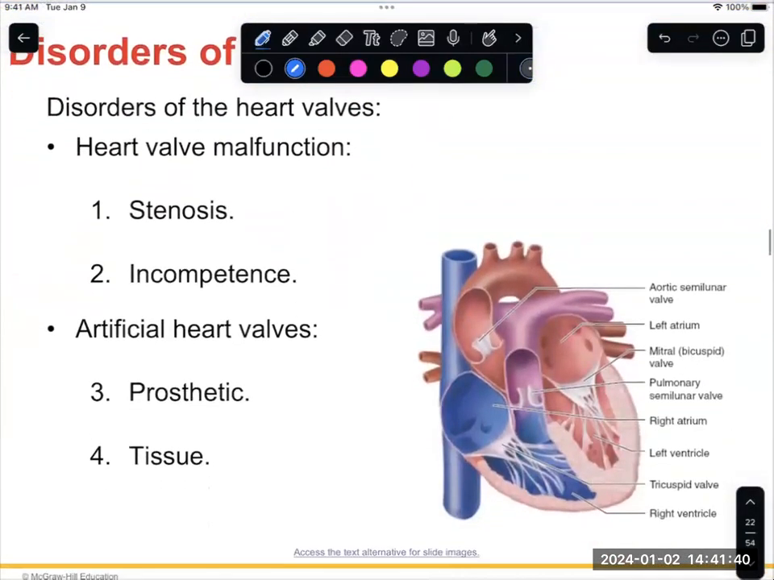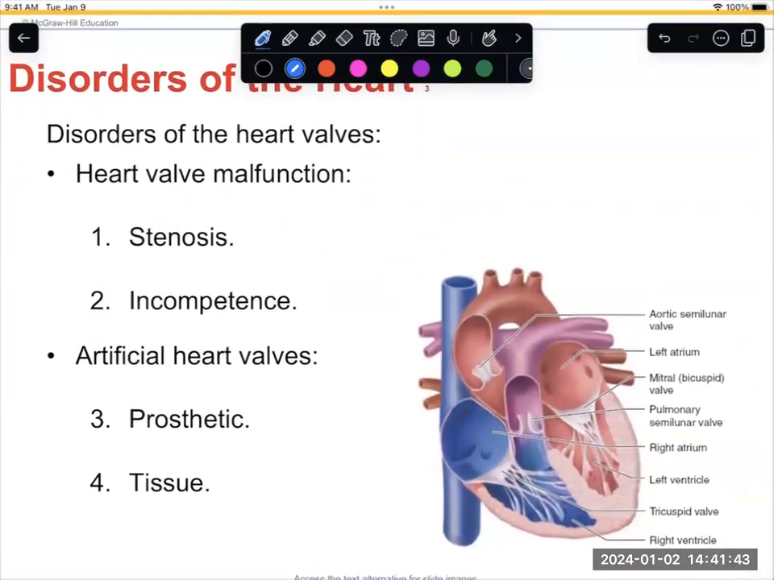So disorders of the heart. We can have heart valve malfunctions. So let's look at the heart first, because this is the first picture we have of the heart. We have our right atrium, this top chamber in blue, and left atrium, this top chamber in red. We have our right ventricle, which is this bottom chamber in blue, and this left ventricle, which is this bottom chamber in red. We have our valves.